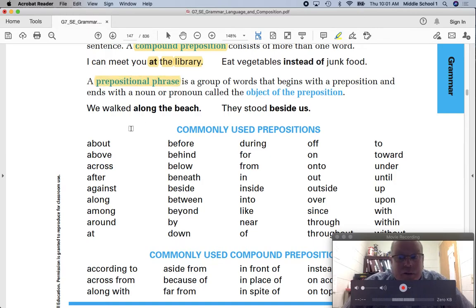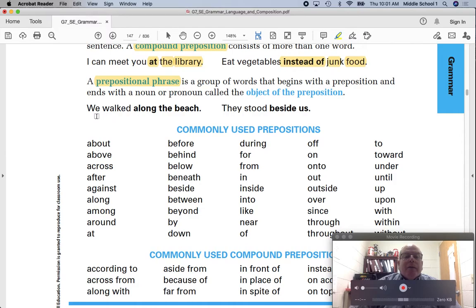So once again, we have several objectives. Number one, let's find the preposition. Again, sometimes it can be one word, like at, or it can be more than one word, compound, like instead of. Number two, I want to find a noun or a pronoun that comes after the preposition. And then number three, I want to include any words that are in between the preposition and the object of the preposition to make up my prepositional phrase.